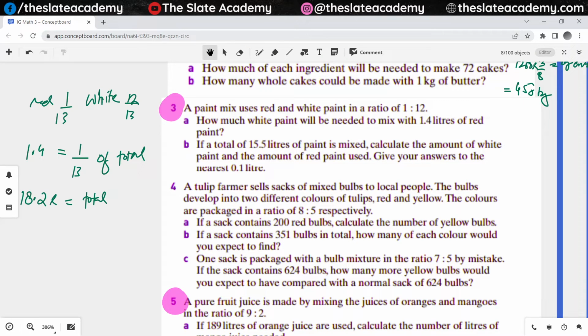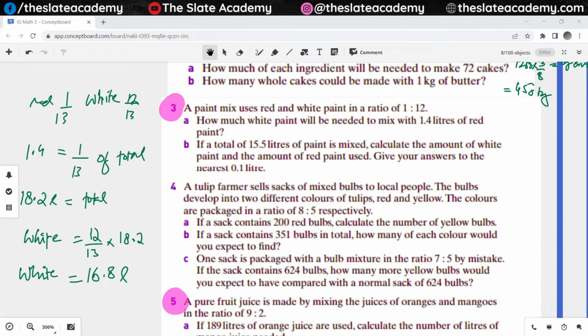and white will be equal to 12 by 13 of 18.2, which is equal to 16.8 liters. This is how much white you would need to mix with 1.4 liters of red paint.